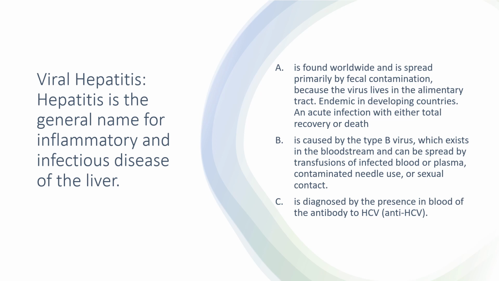This is an acute infection, and your options are total recovery or death. That's it. You either completely recover from it or you die. Now type B is caused by the type B virus, and it exists in the bloodstream. So it can be spread by transfusions of infected blood or plasma. It can be spread through contaminated needle use or through sexual contact. And this is the one that we vaccinate against. And then type C is diagnosed by its presence in the blood of the antibody to HCV, also known as anti-HCV.